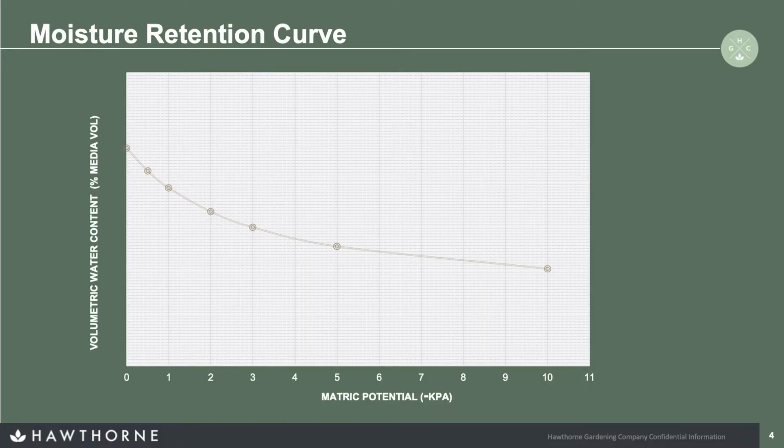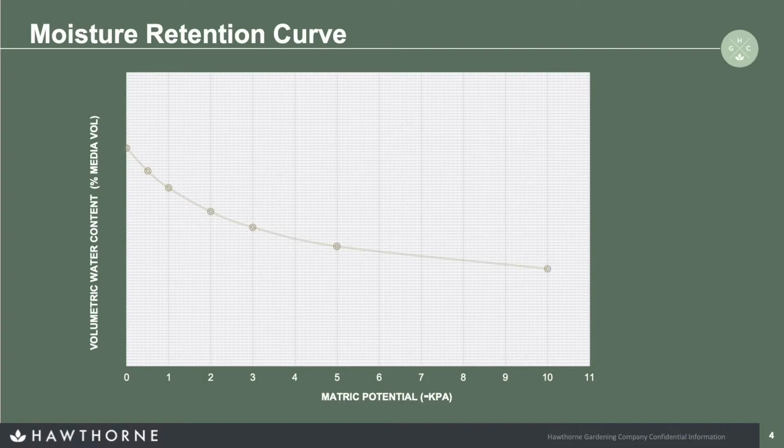So this is a moisture retention curve of a particular mix. This curve shows the amount of water contained in the substrate relative to the water status within the mix. So on the y-axis, on the left of the graph, we have the volumetric water content. We say volumetric water content because it's the percentage of the volume of the soil or the media that is filled up with water.